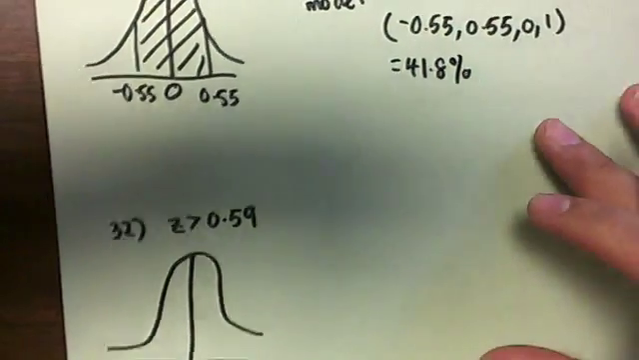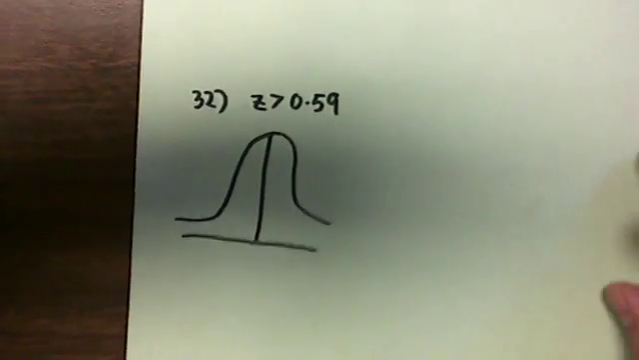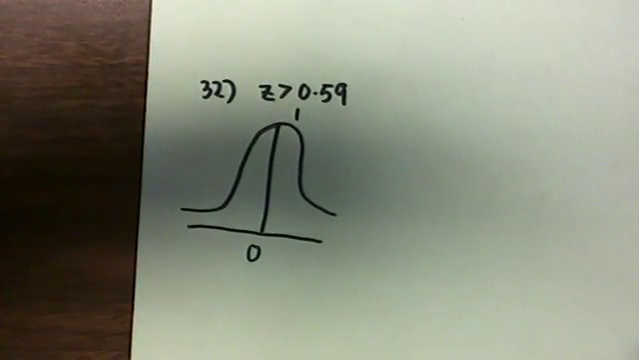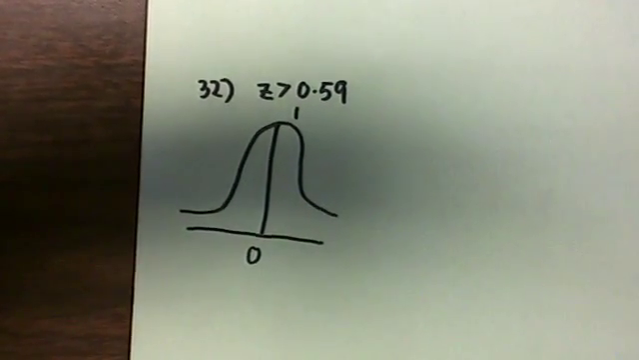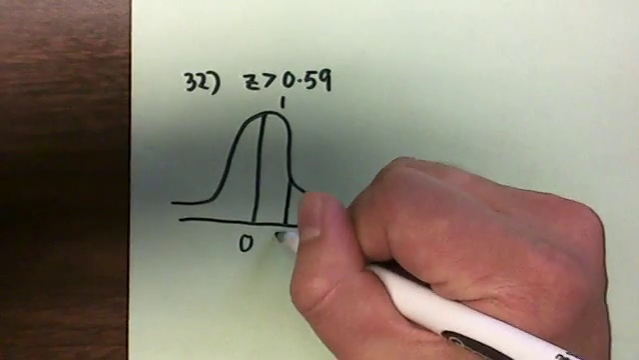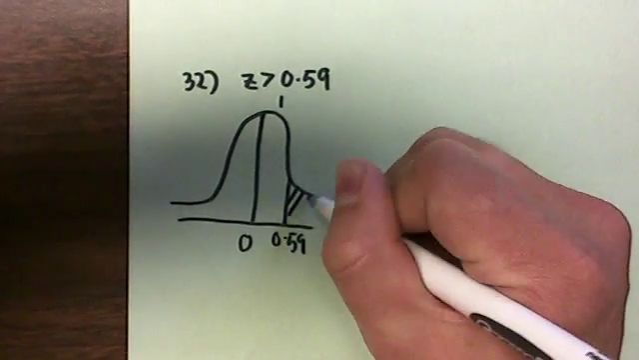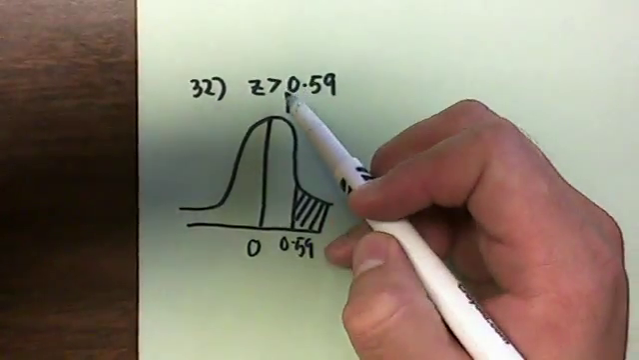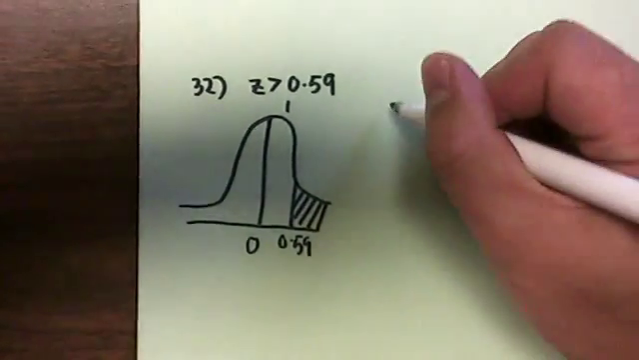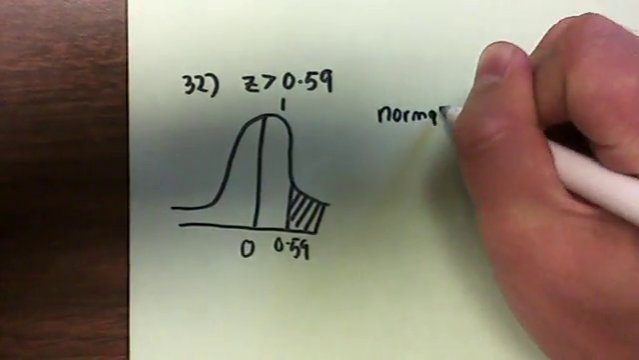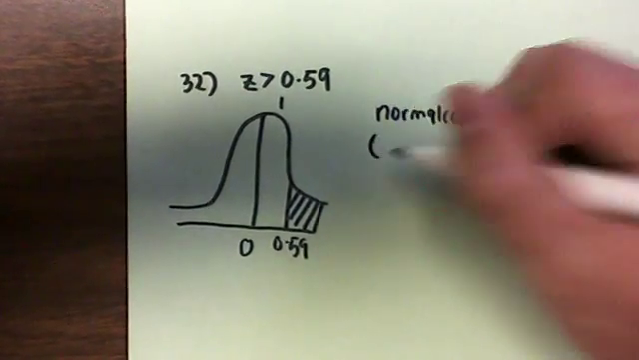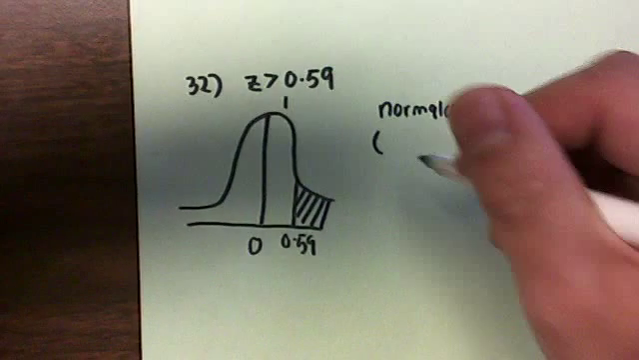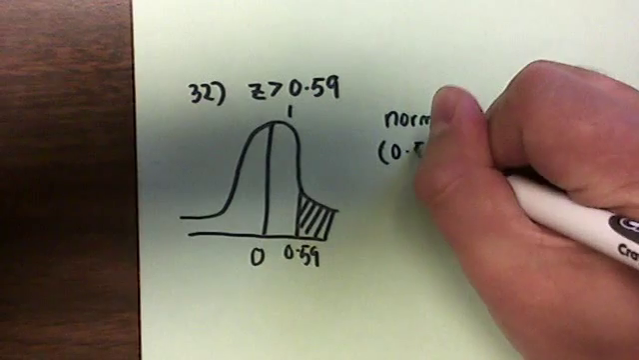So for question number 32, they ask the same thing, but this time your z is greater than 0.59, so we have a standard deviation of 1, a mean of 0, and 0.59 is around here. This is where the shading area is going to be, because they're asking for greater than. The question is also asking for percent, so again we will use normal CDF in this case. So the minimum of the shading area in this case will be 0.59.